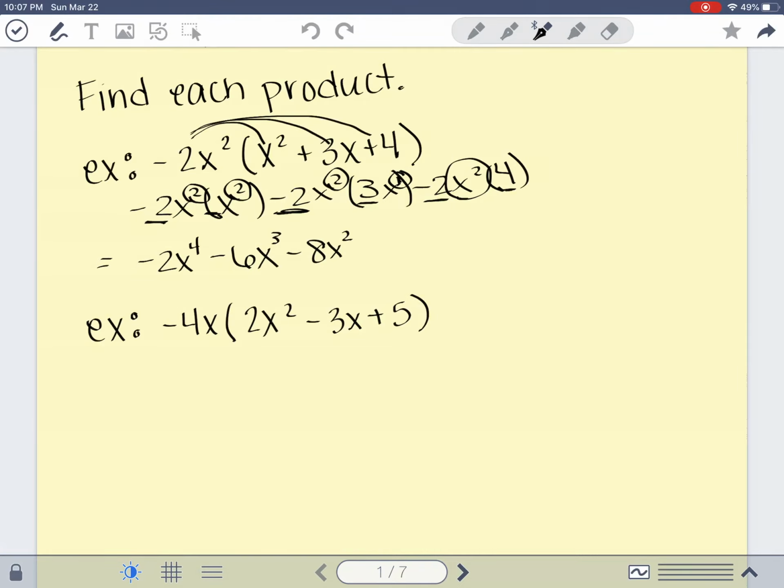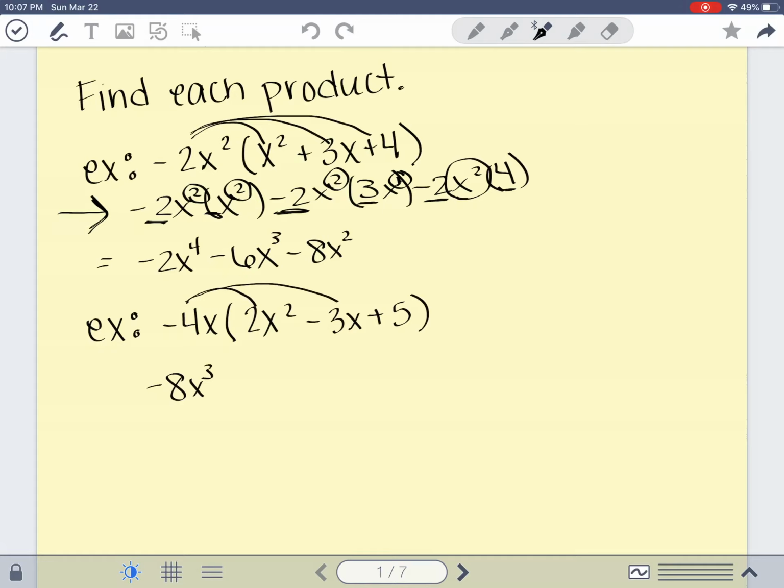Our next example, I'm going to skip this step right here. If you still need to write that out, then please do so. But some of you might not need to do that, so I'm going to show you what that looks like. Okay, so I've got negative 4x times 2x squared. So negative 4 times 2 gives me my negative 8. X times x squared gives me x cubed.